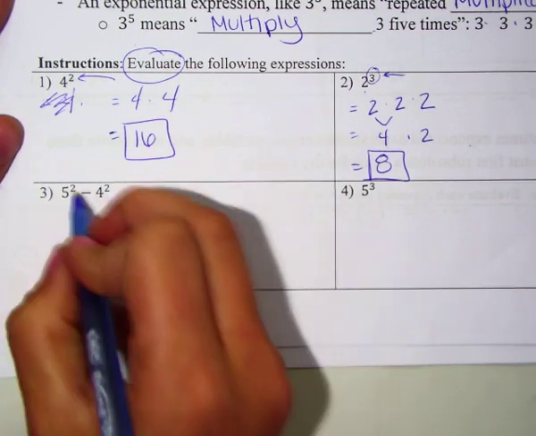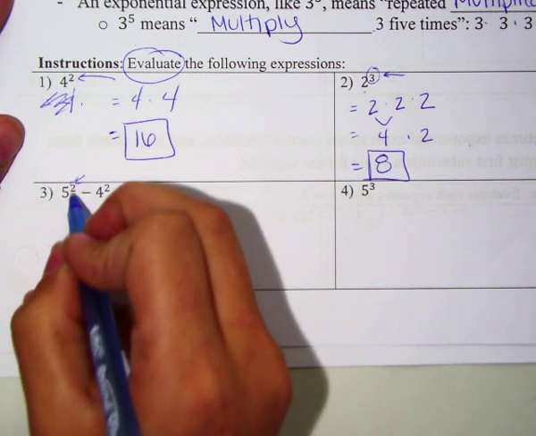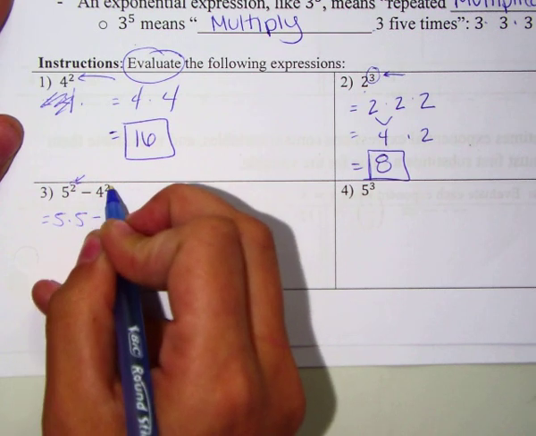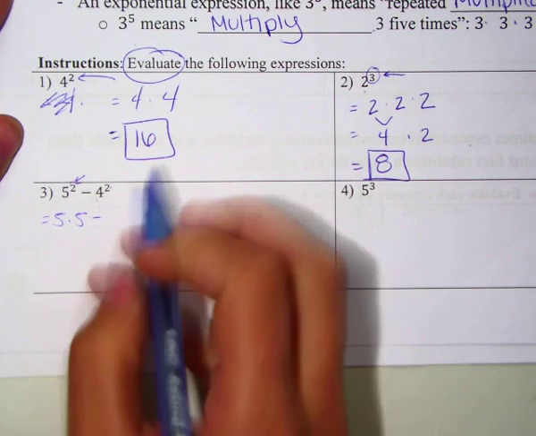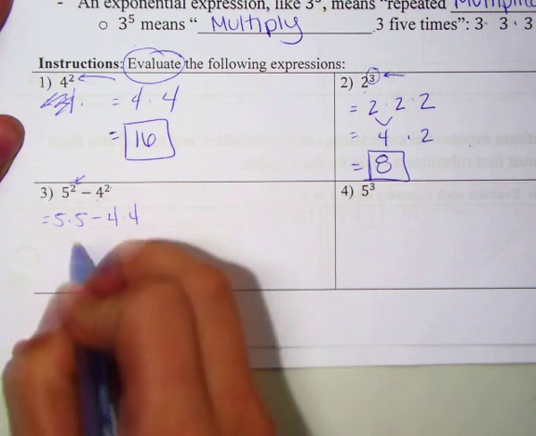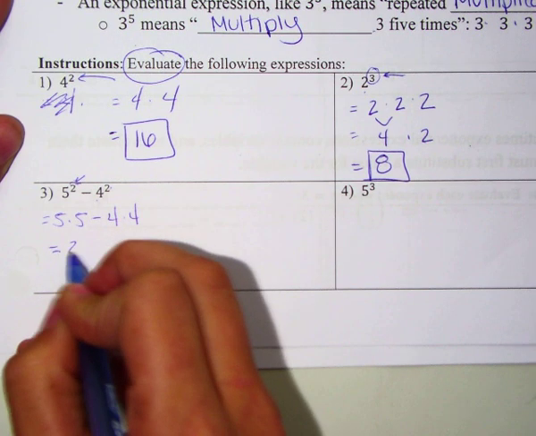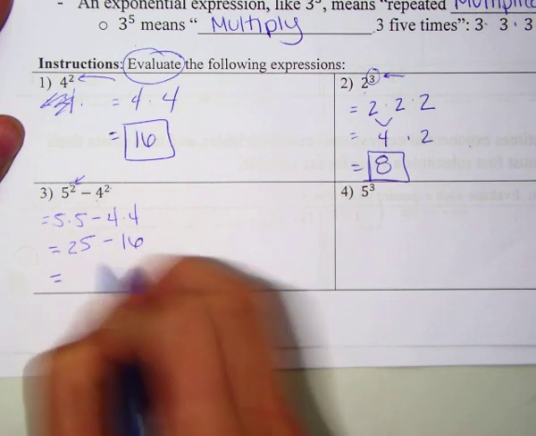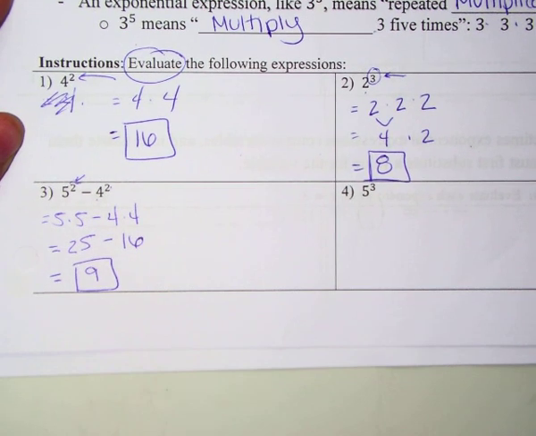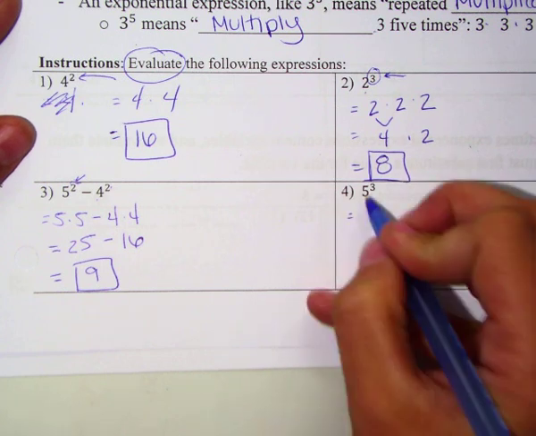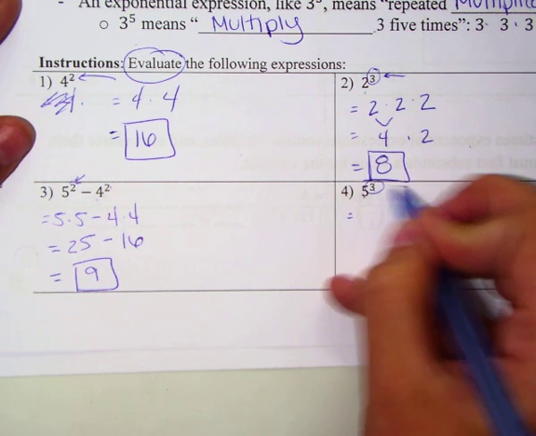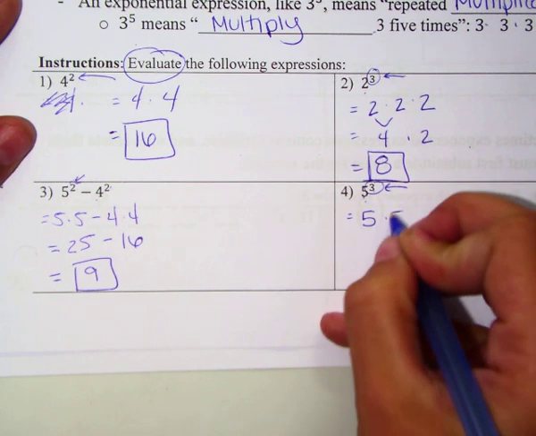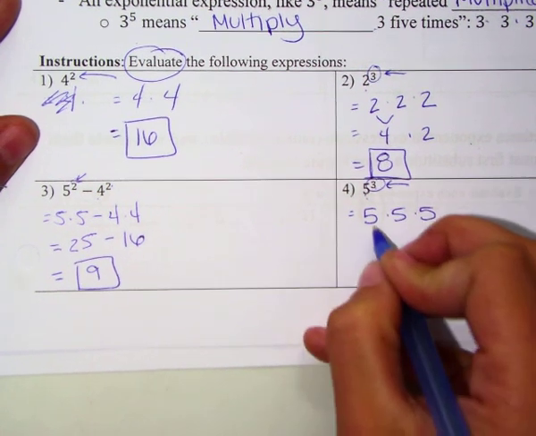Next one, this 2 is telling you to rewrite the 5 2 times. So 5 times 5. This 2 is telling you to rewrite the 4 2 times. 4 times 4. That way you get 25 minus 16, which is 9. Last one, 5 to the 3rd power. This 3 is telling you to rewrite the 5 3 times. Now simplify.